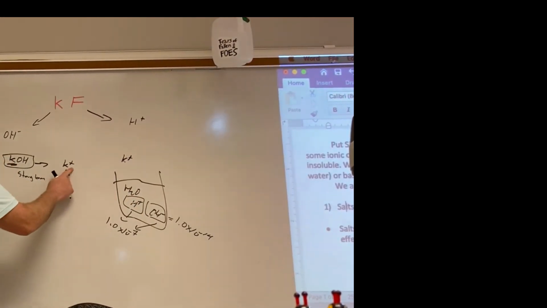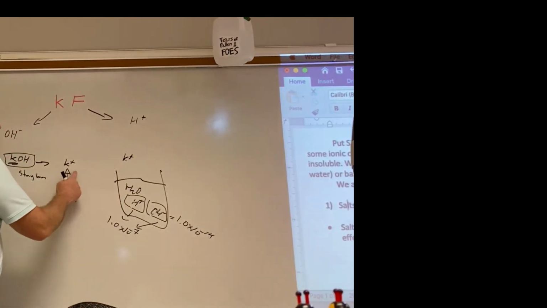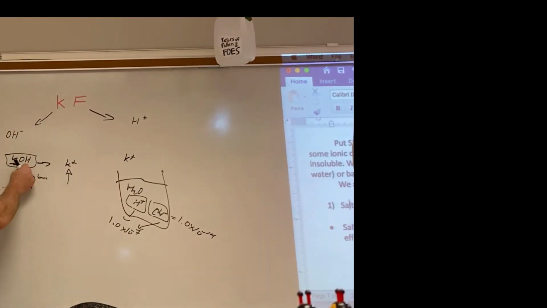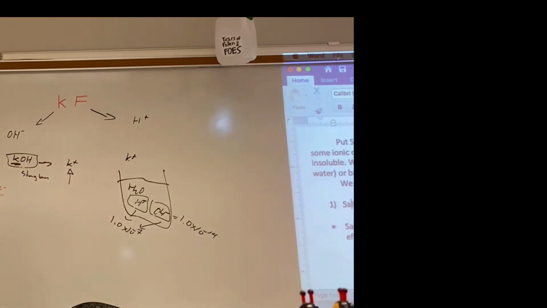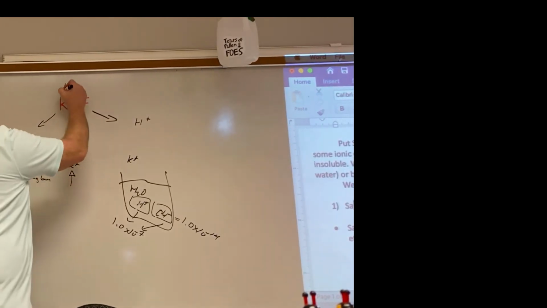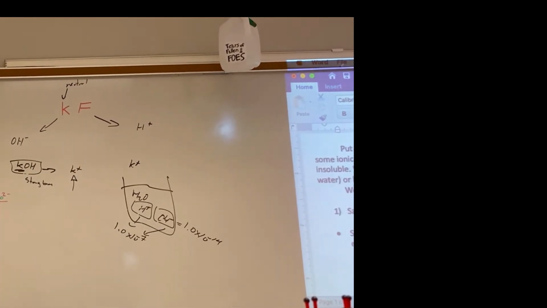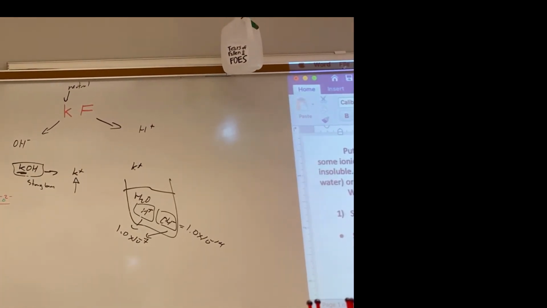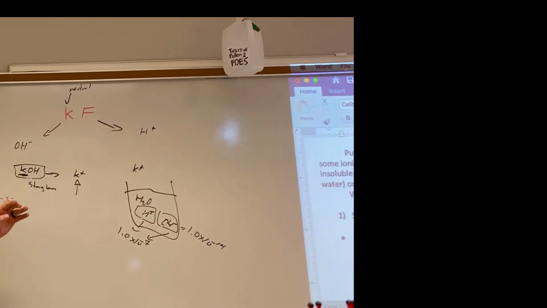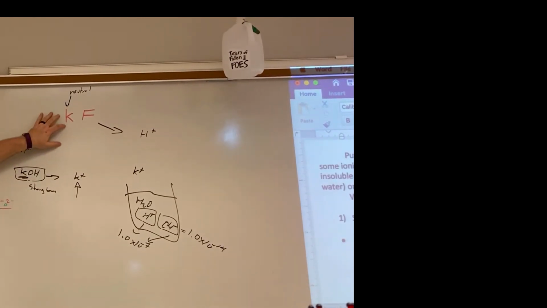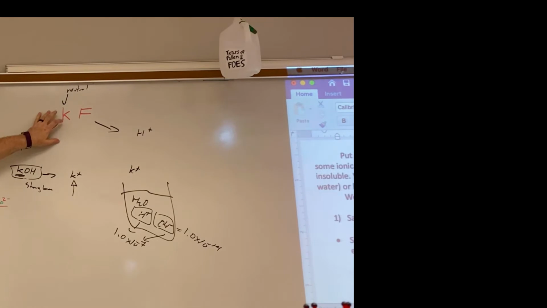If I happen to throw K+ into here, because K+ with OH- would be a strong base, K+ will never hook up with OH-. Therefore, K+ is going to be neutral. Are you with me? So when it's neutral, it doesn't do anything. Neutral is going to do nothing to pH. And it's only neutral when the cation is the conjugate of a strong base.